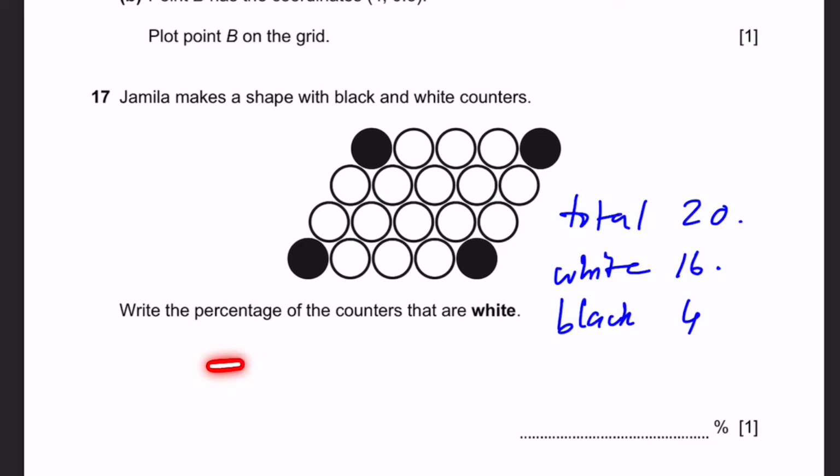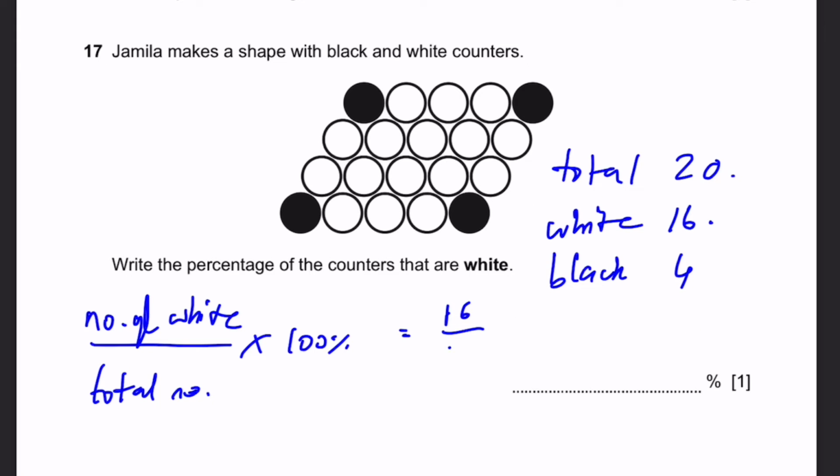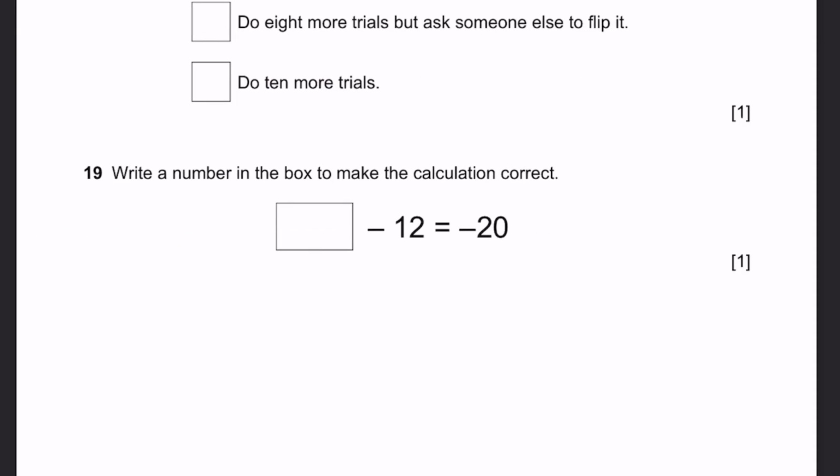Well, the percentage of counters that are white will be the number that are white divided by the total number multiplied by 100%. That'll be equal to 16 by 20 times 100%, which is 80%. And that'll be our answer. Let's go to question 18.